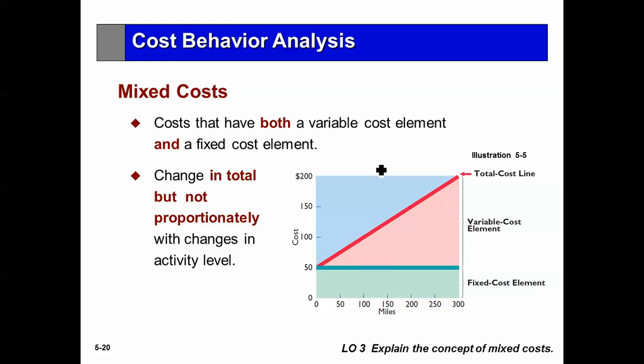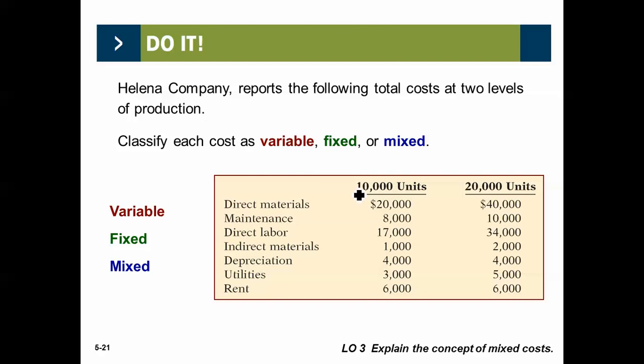Now, there are some costs that are mixed. That is, they are partly fixed, like this, and then they increase in a linear fashion. That is, they don't remain the same in total. The total is changing, but it's not changing in proportion to changes in the level of activity. For example, you take a look.